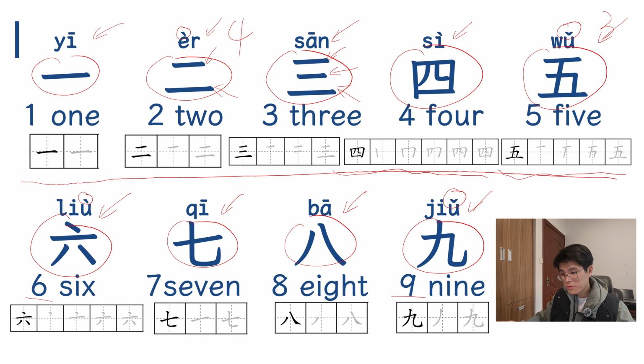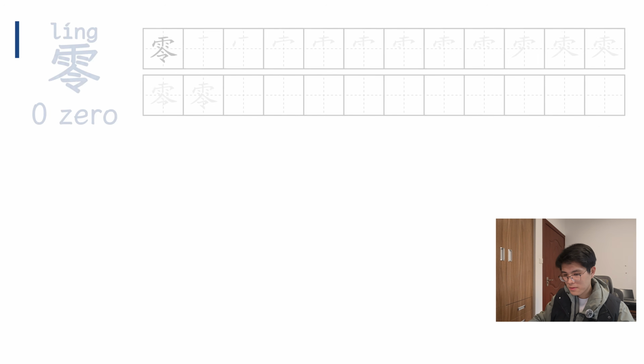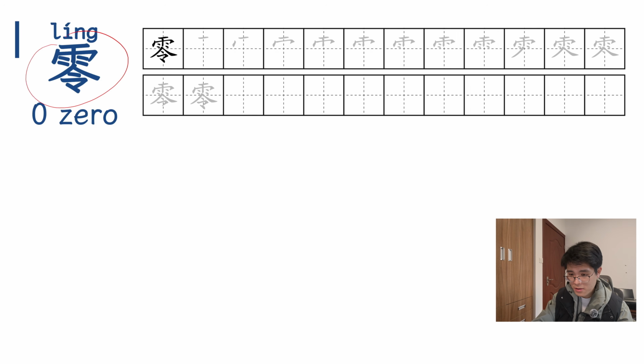Alright, let's move to the next page. So this character is 零. 零 means 0. When you see this character for the first time, you might feel a little confused why it is so complicated. But I think it might be easier if you think of it as two parts. The top part and the bottom part.